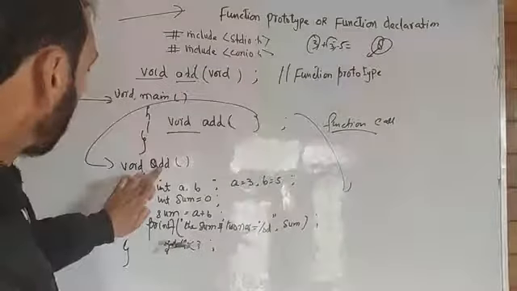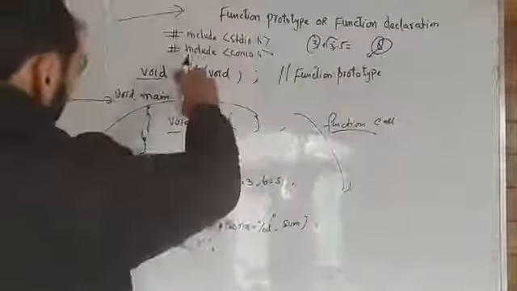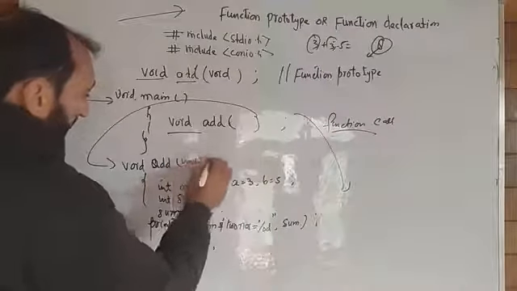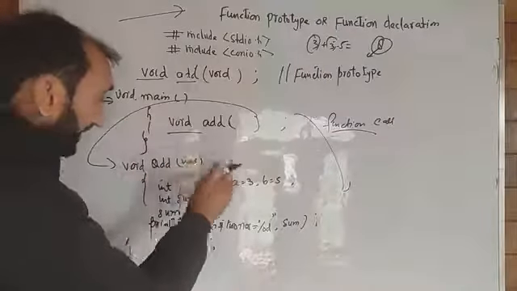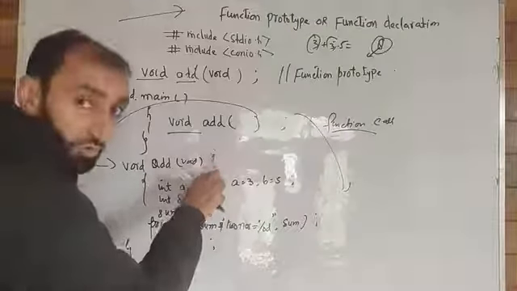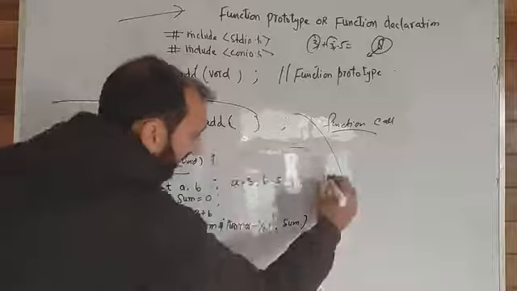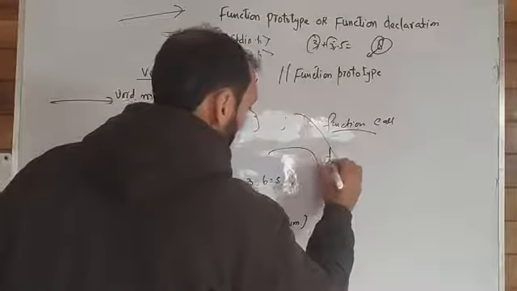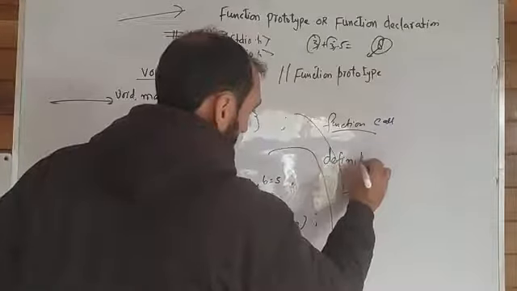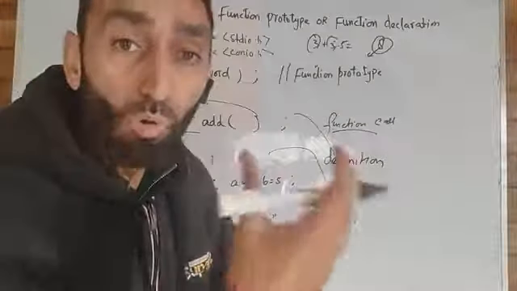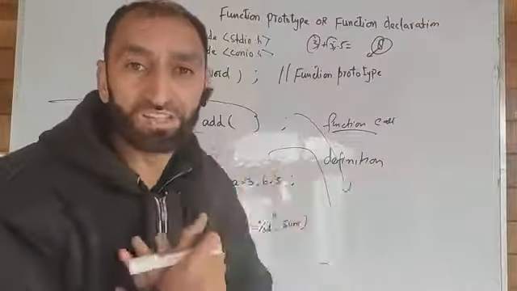Void add. Don't get confused. No semicolon here because here the function is going to be defined. The earlier one is a function declaration; this is the function definition. In the definition, the working of the function, the code of that function, is going to be written.